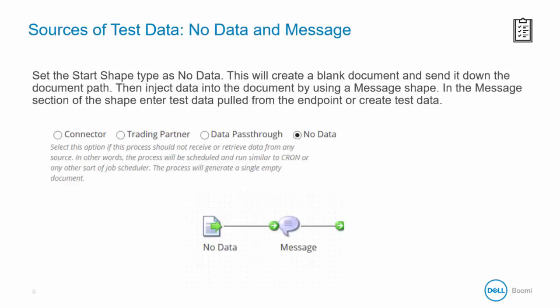This is an example of a strategy we just mentioned: start a process with a no data start shape followed by a message shape that can inject data. This setup is used to quickly get data into a process without worrying about the connector. This is also the best strategy to develop a listener process because you can't test the listener connector in test mode, it has to be deployed.